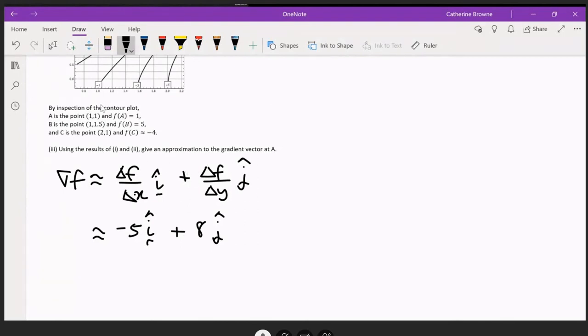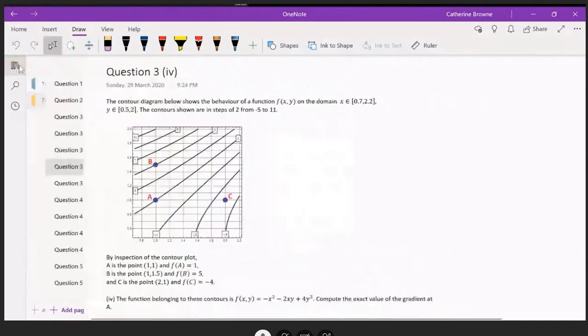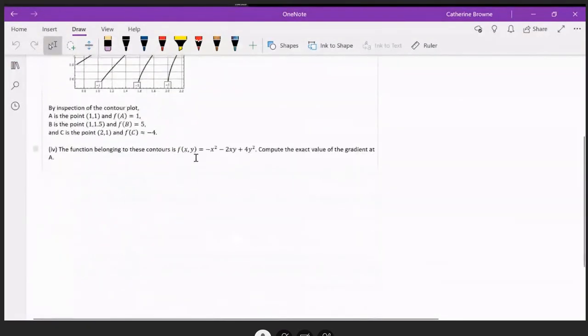But if I actually knew the function that described these contours, as we are given in part 4, the function of x and y is -x squared minus 2xy plus 4y squared. Given that, we can now find the exact value of the gradient at A. We don't have to use that approximate one we just found.